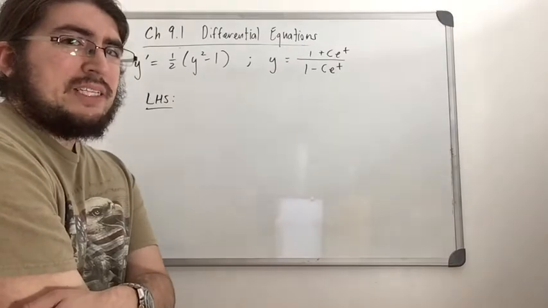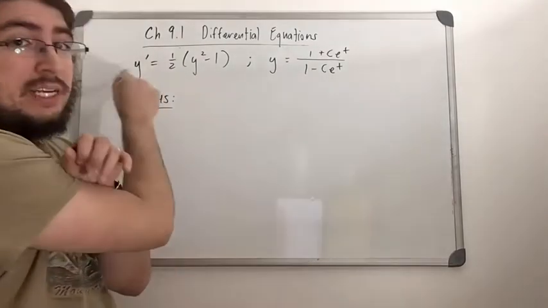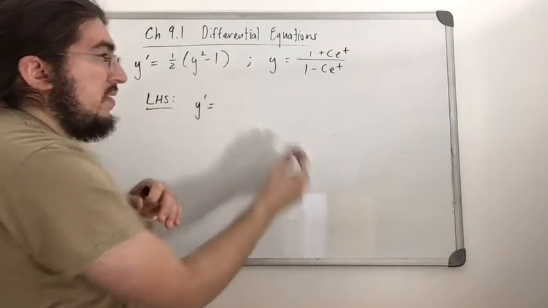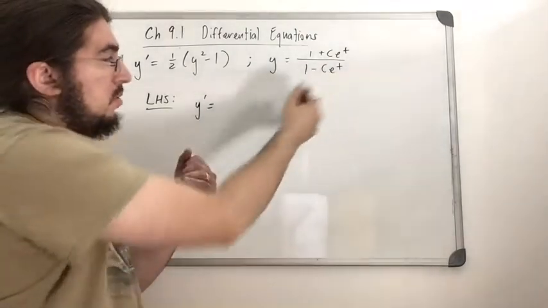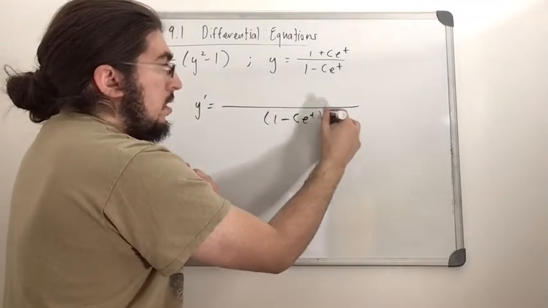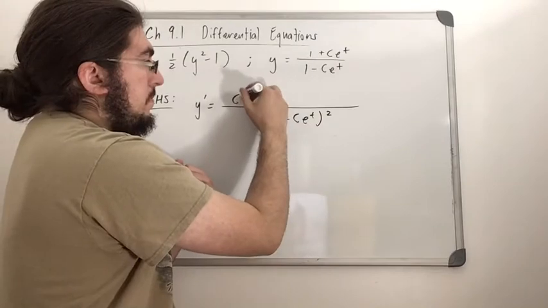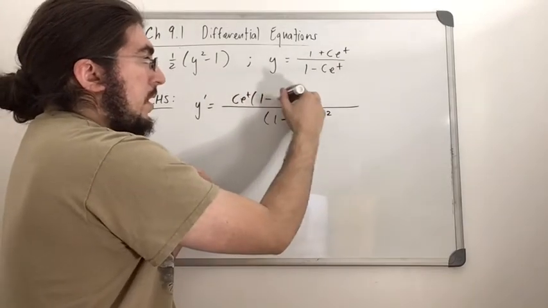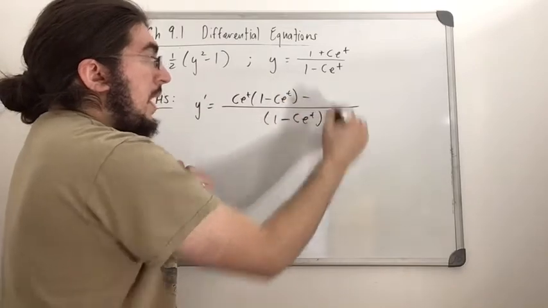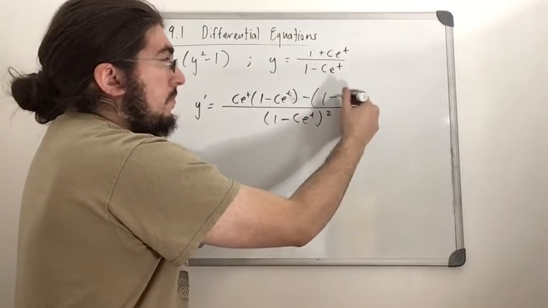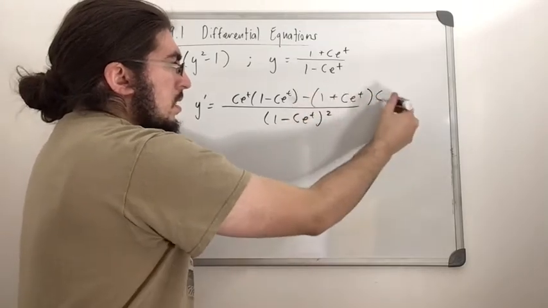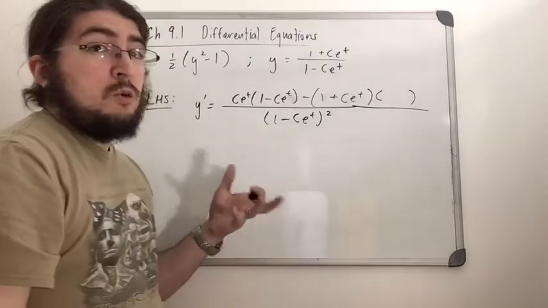To check the left-hand side, we're going to have to take the derivative, because the left-hand side is just y prime, of this. And to take the derivative of this, we have to use the quotient rule because it's a quotient. So it's going to be all over the bottom squared. Derivative of the top times regular of the bottom minus regular of the top times the derivative of the bottom.